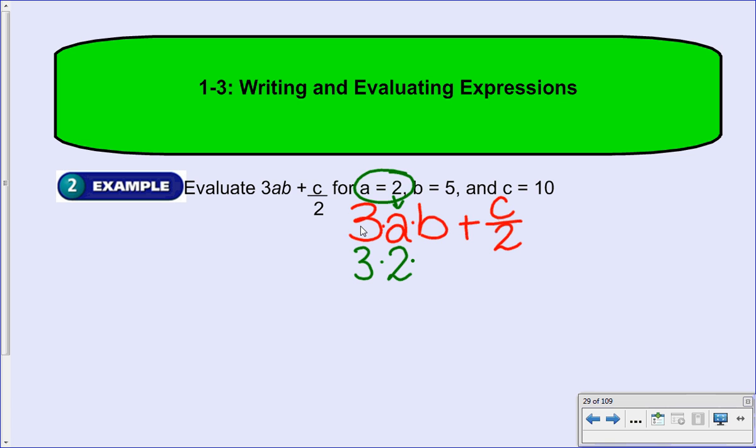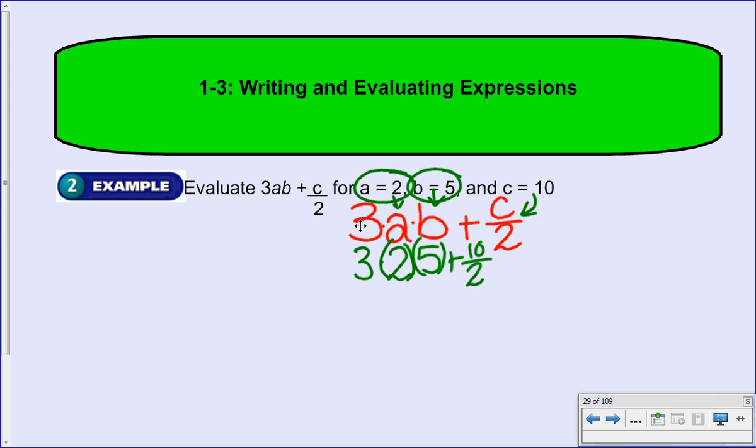And then b is 5. So I put that in for 5. I do like to put my little parentheses around here because it keeps those numbers separate. I make sure I know it's 2 times 5, not like 25 or something like that. And then we have plus c divided by 2. Well, c is 10. Now on this one, we have 3 times 2 times 5 plus 10 divided by 2. So there's a little bit of work, but again, order of operations will tell us how to solve it.